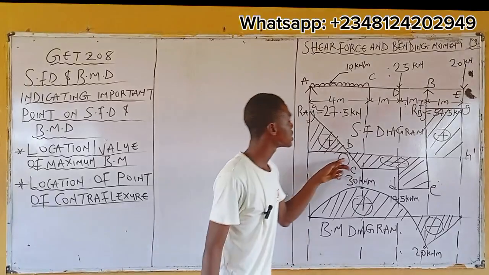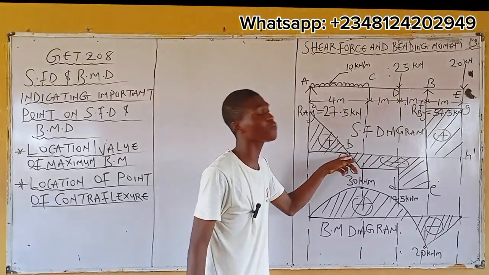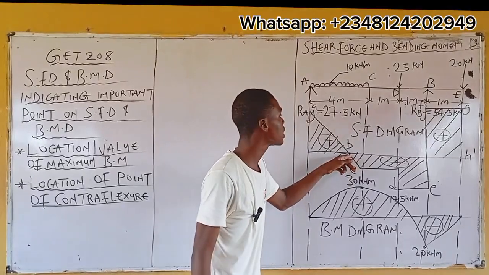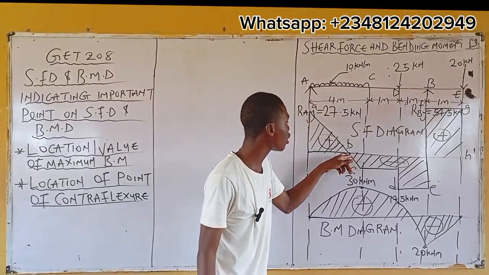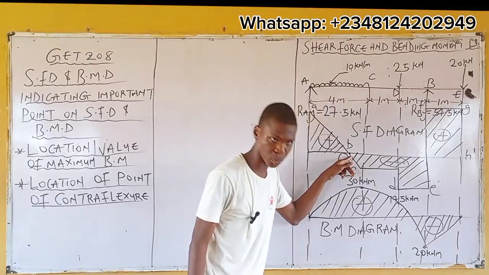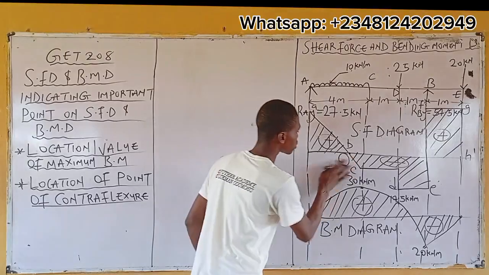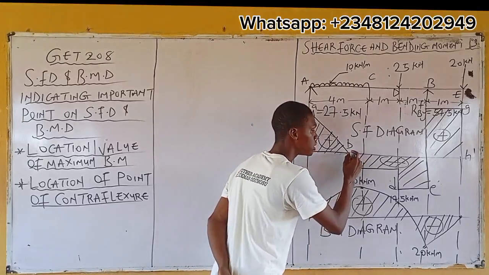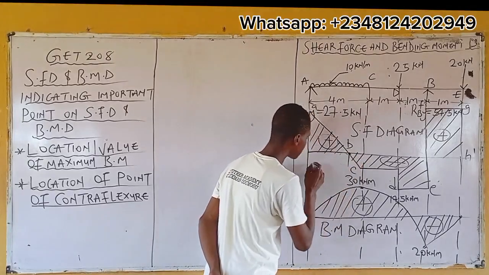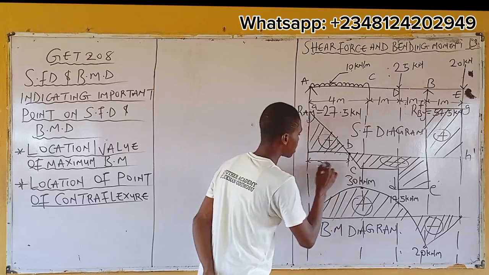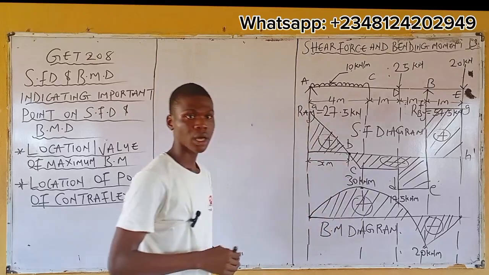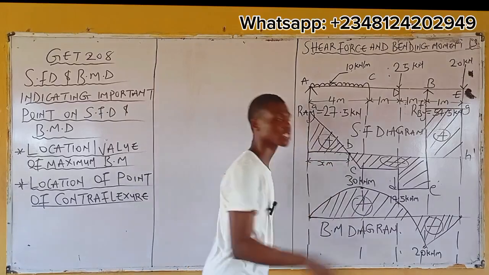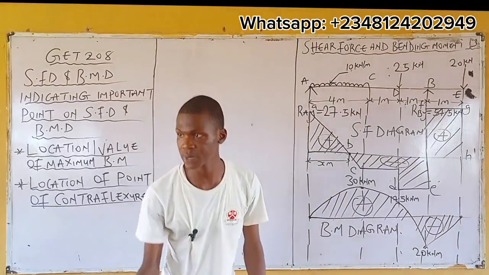Now, we are saying that we are going to have maximum bending moment here. It means when we say location, I want to know the distance X at this point, right? By location, this is what we are saying. You've already identified that your maximum bending moment will occur at this point. Meaning, let's say from here, this is X meter, right? Your interest now is what is X meter?